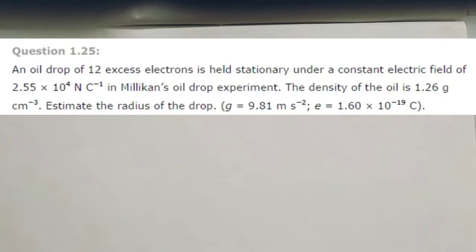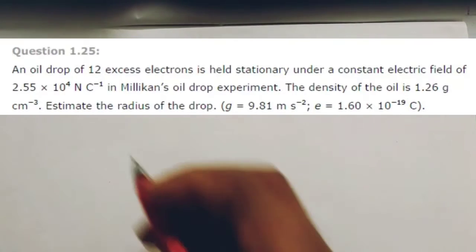The problem is: an oil drop of 12 excess electrons is held stationary under a constant electrical field of 2.55 into 10 to the power 4 Newton per coulomb. It is actually Millikan's oil drop experiment. The density of oil is 1.26 gram per centimeter cube. Estimate the radius of the oil drop, where g is given and the charge of electron is also given.